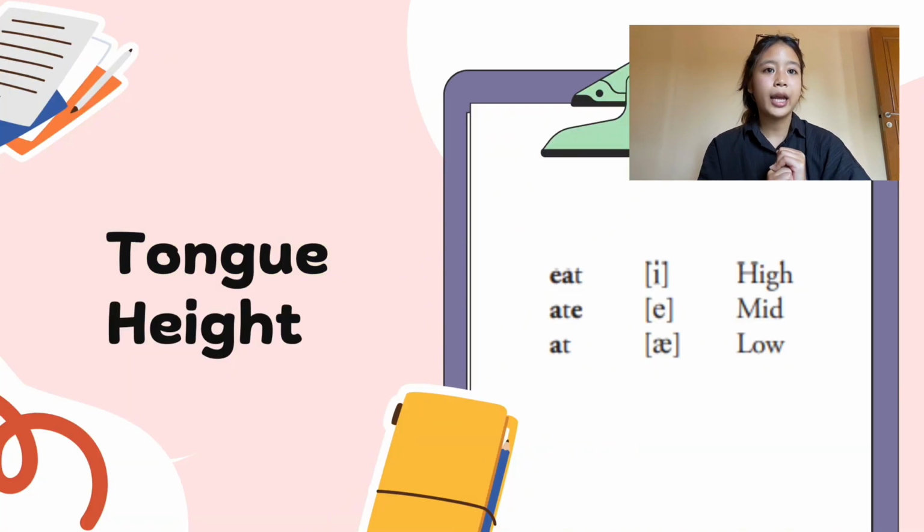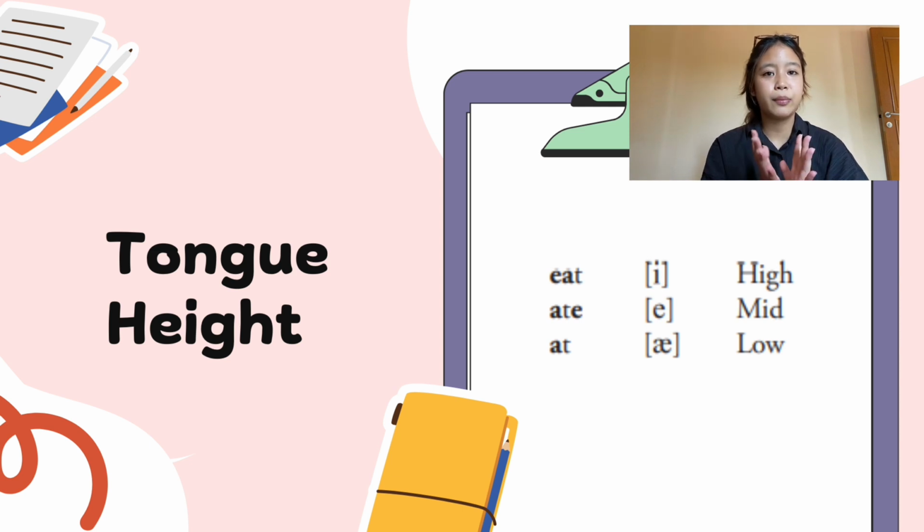Next, tongue height. Tongue height in vowels refers to the vertical position of the tongue when producing a vowel sound. Vowels can be classified as high, mid, and low vowels based on the height of the tongue. High vowels are produced with the tongue raised as high as possible towards the roof of the mouth. Mid vowels are produced with the tongue in a position between high and low vowels, and low vowels are produced with the tongue lowered as low as possible in the mouth.